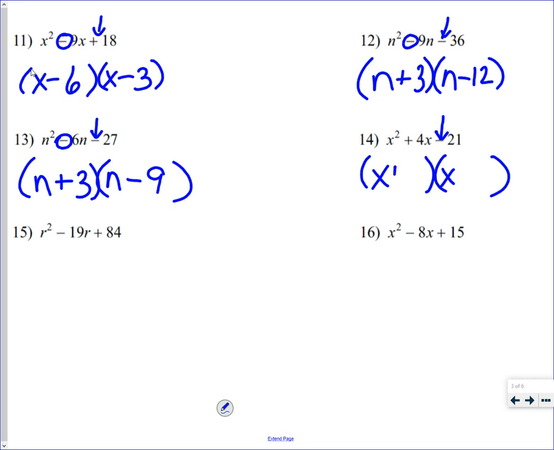This tells me different signs. Multiplies to be 21 and subtracts to be 4, 7 and 3. I've got more positives, so the 7 goes here and the 3 goes here.